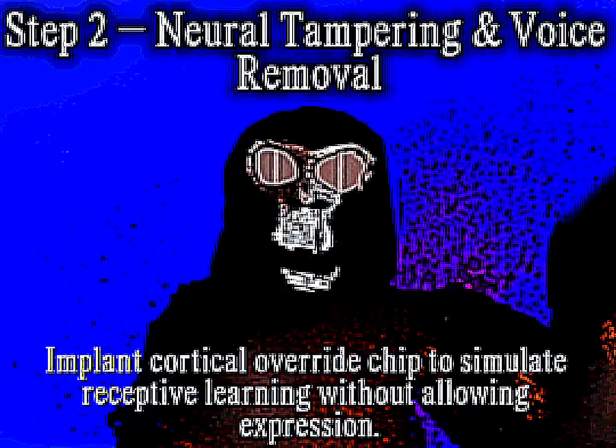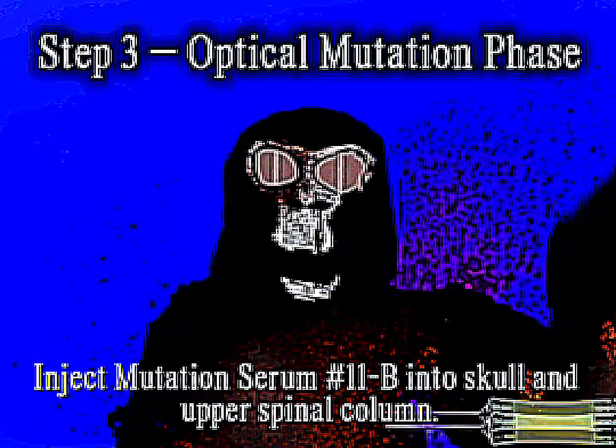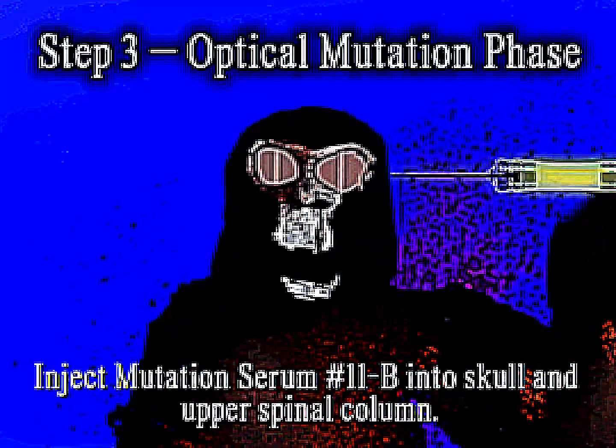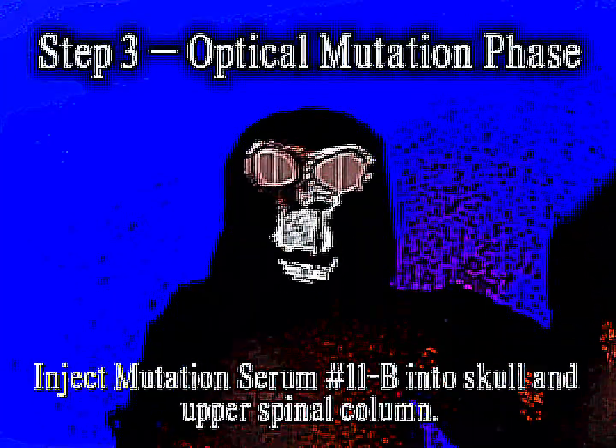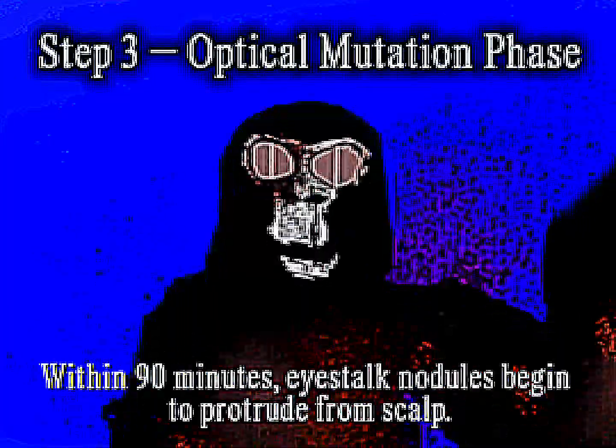Implant a cortical override chip to simulate receptive learning without verbal expression. Inject mutation serial number 11B into the skull and upper spinal column. Within 90 minutes, eye-stalk nodules begin to protrude from the scalp.